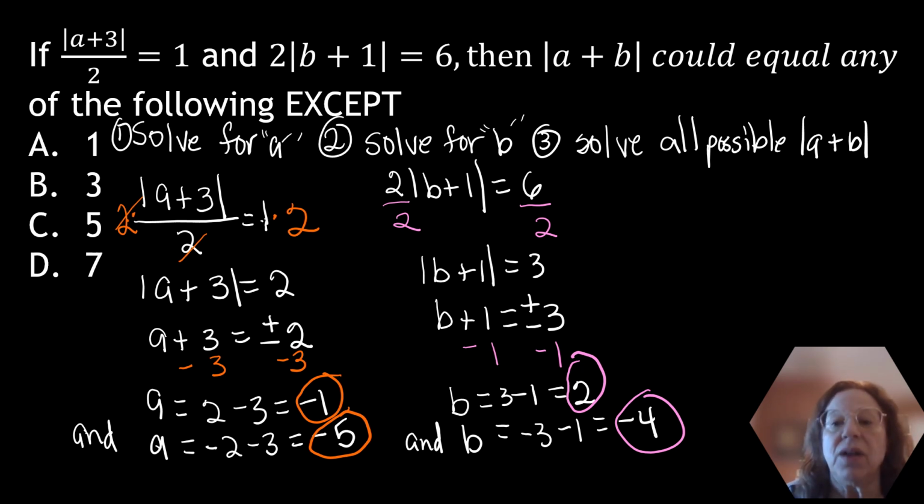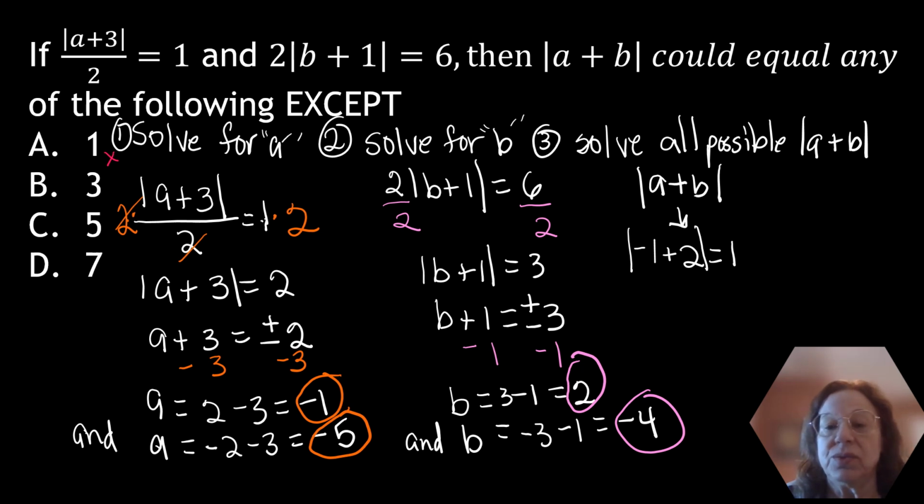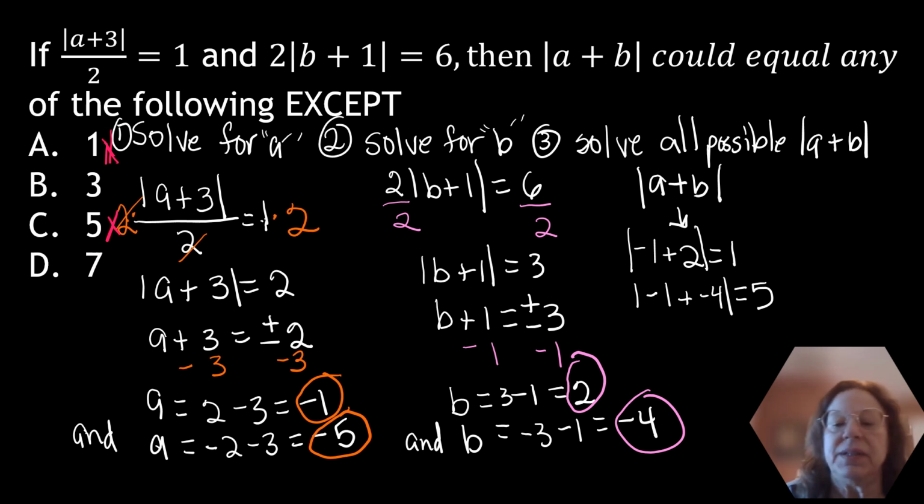Now we're going to solve all possible absolute value of a plus b. So we have the absolute value of negative 1 plus 2, so that's the first a and the first b, and negative 1 plus 2 is 1, so the absolute value of 1 is 1. Now we're going to do the absolute value of negative 1 plus negative 4, so the first a and the second b, and negative 1 plus negative 4 is negative 5. The absolute value of negative 5 is 5.